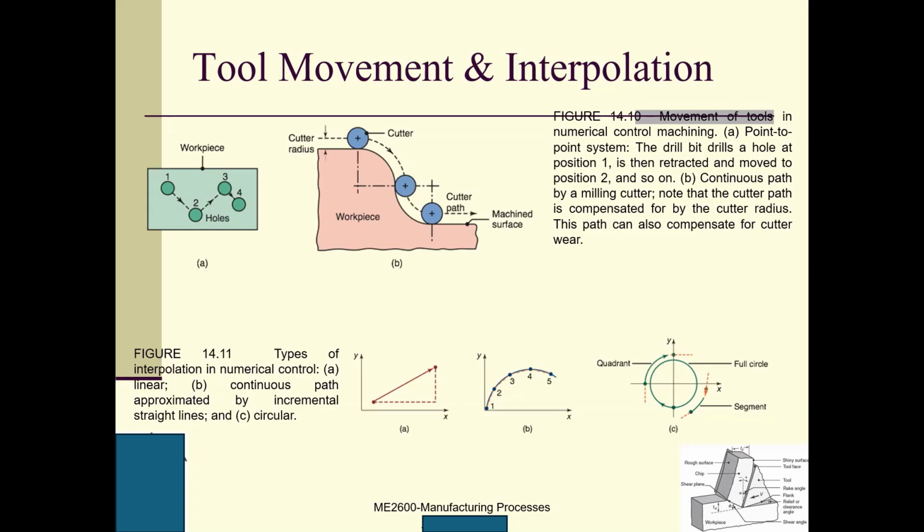C is circular. They can move in a circle. This is a straight line corresponding to the other one. Here is a continuous path, and here is the circular. There's a quadrant, this one or this one. This is a full circle, and this is a segment. And how to rotate? These three are the basic movements of the tool when you use the CNC machine.